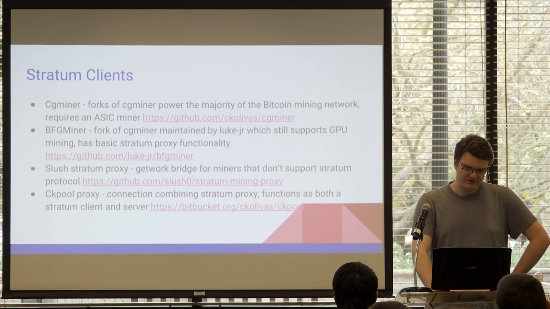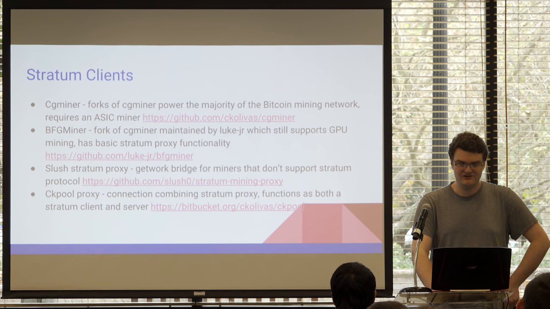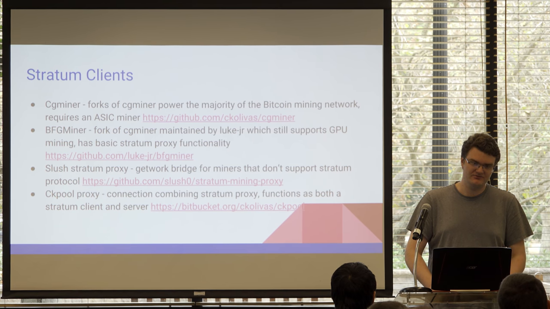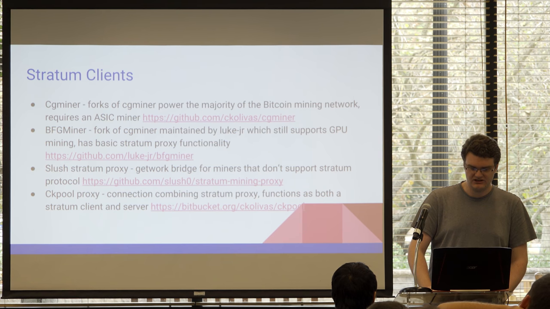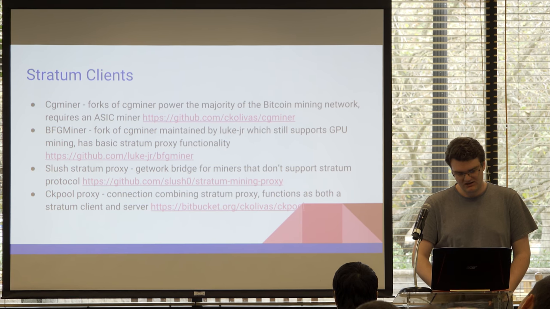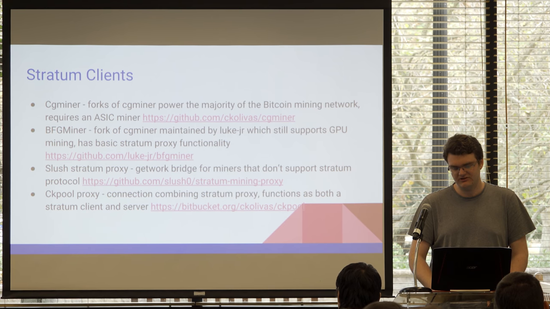And then there's Slush's Stratum proxy. This isn't really used anymore, but in the early days, when miners were migrating from Getwork to Stratum, if a pool only supported Stratum but you only had a Getwork miner, you could use the Stratum proxy to still be able to mine. And then there's CK pool, which also has a proxy mode that's similar to BFG miner, where it acts as a client and a server.